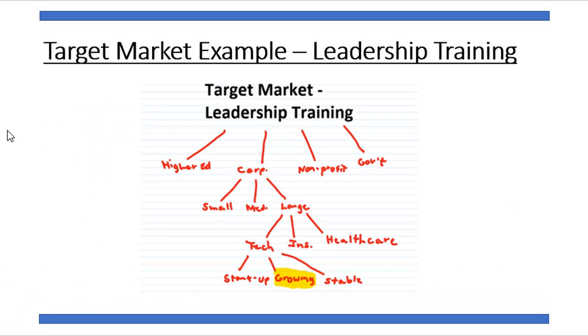So I'm going to also show you another example here of a leadership training company. That company or that consultant could potentially go after four target markets, which is higher ed, corporations, nonprofits, or government. So by narrowing it down to decide to go after corporations, even then that consultant would need to make a decision about going after small, medium, or large. That consultant might decide to go after large, and then what type: tech, insurance, or healthcare. And then within tech, who would be the most likely to need leadership training? Would it be startup companies, growing companies, or stable companies?